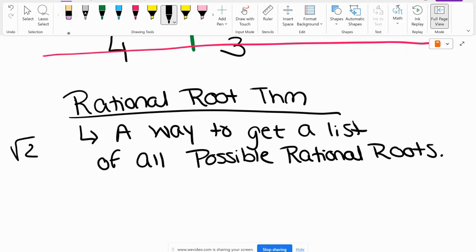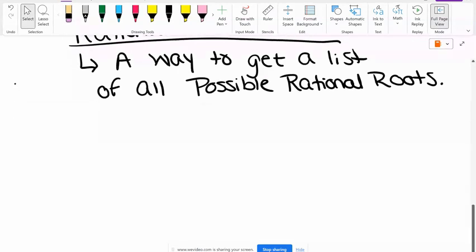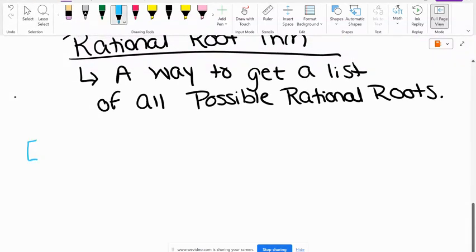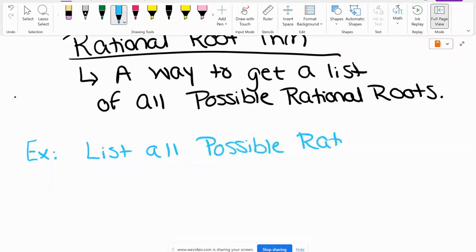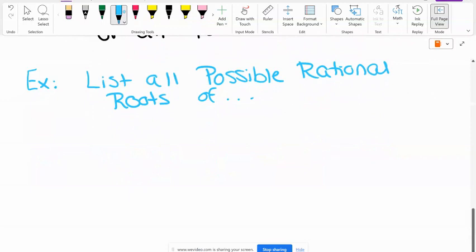All right, let's keep going. So how does this work? Let's say I gave you an example and I told you, list all possible rational roots of 2x to the third minus 5x squared minus x plus 6.